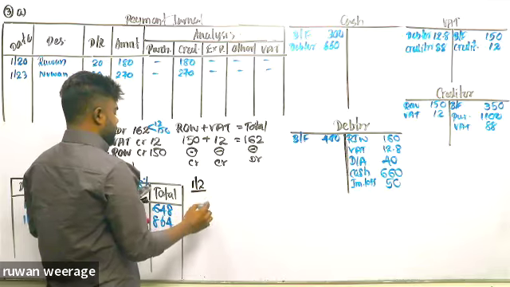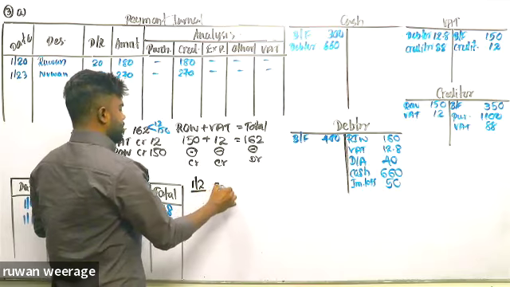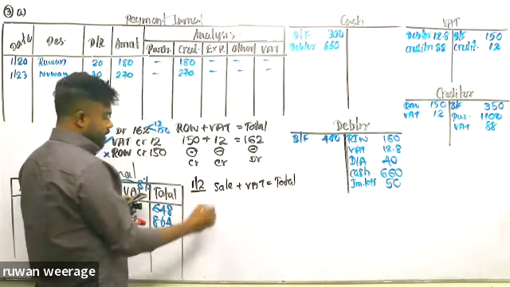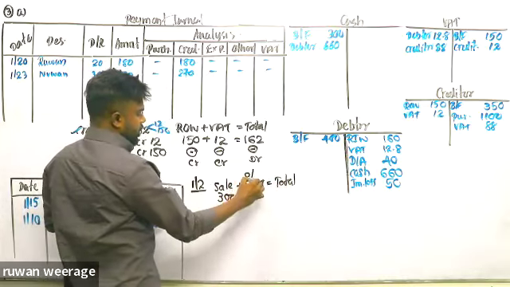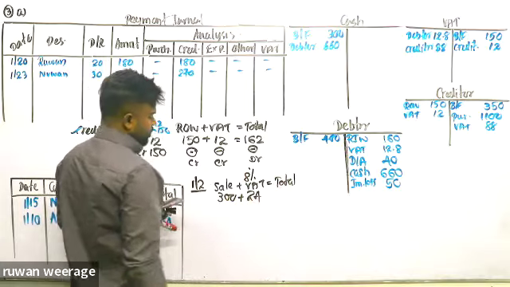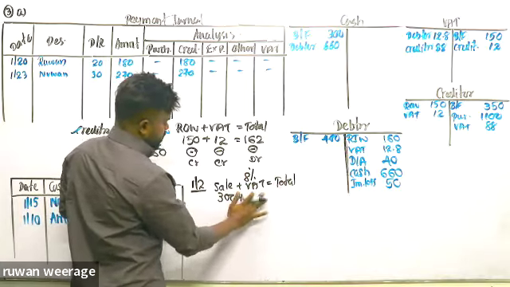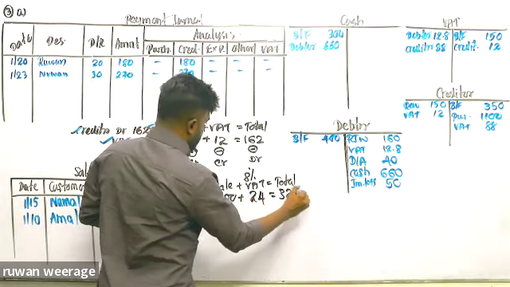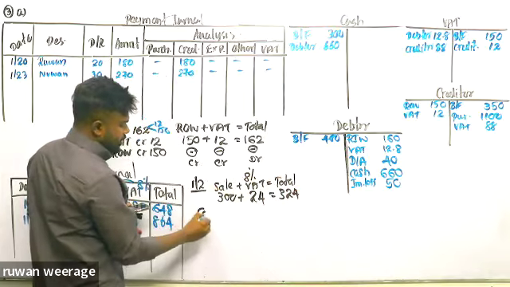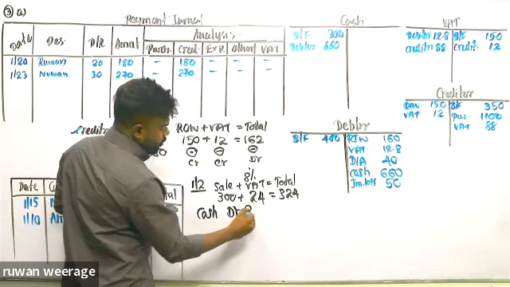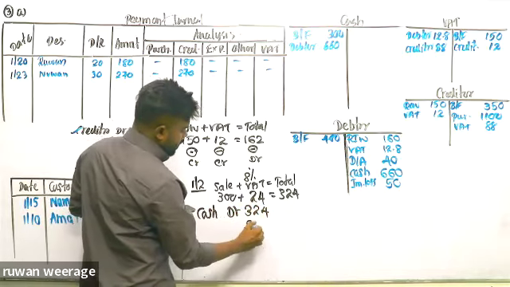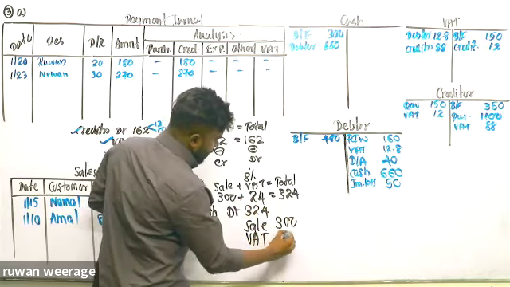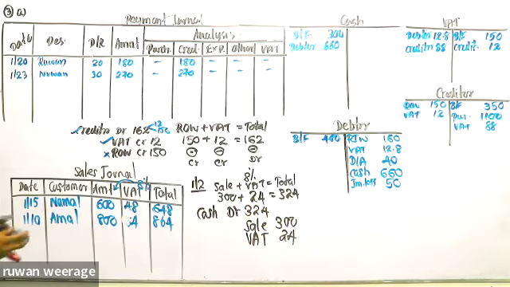January cash sales. But here sales plus VAT, and you have to take the totals. Cash sales 300. Calculate the VAT amount. 8%. 24. Therefore, total how much? 324. Therefore, total will be received in cash. How much cash received? 324. Sales credit without VAT. VAT liability credit 24. This is a double entry of January 2nd.